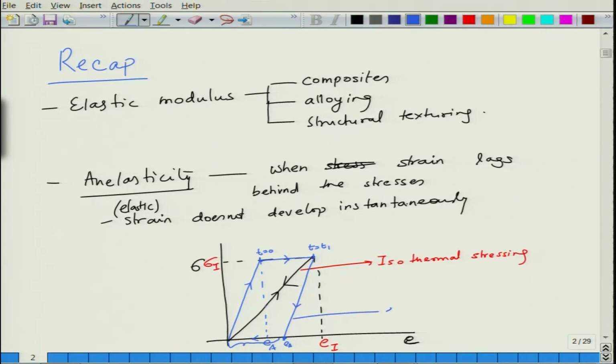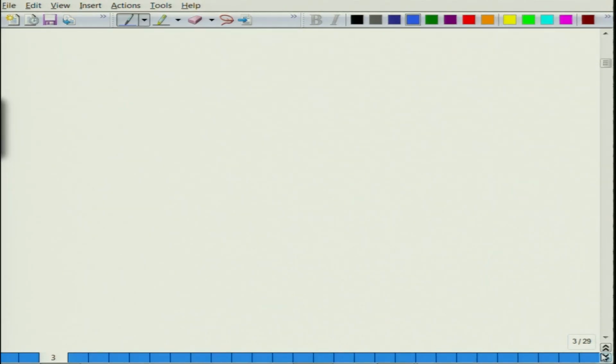So, this behavior is basically called hysteretic behavior, and this is what is called anelastic behavior. Now, what happens microscopically in these processes? Just like there is a relation between stress and strain, we are basically considering the elastic region.